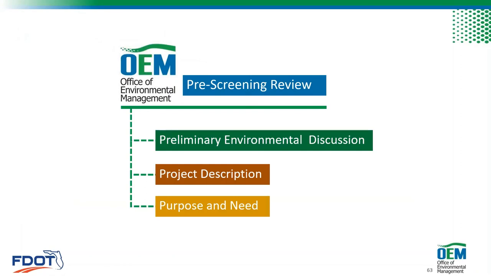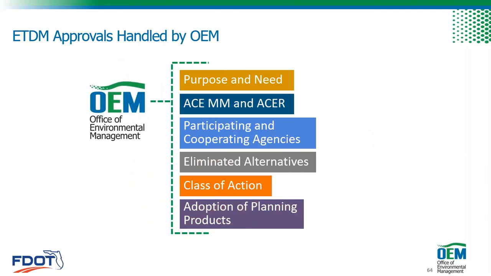OEM will pre-screen the review, looking specifically at the PED, the project description, and the purpose and need. And of course, you'll be working with Matt and Mike, your project development engineer, coordinating with them with questions and preparing that documentation. And these are some of the ETDM approvals that are handled by OEM when it's a federal project. So the purpose and need, that will be the one accepting it.